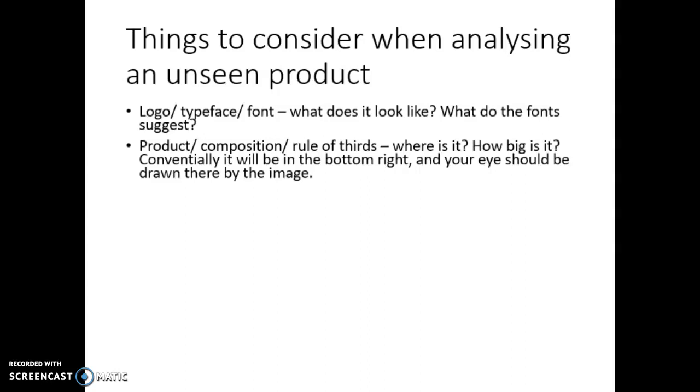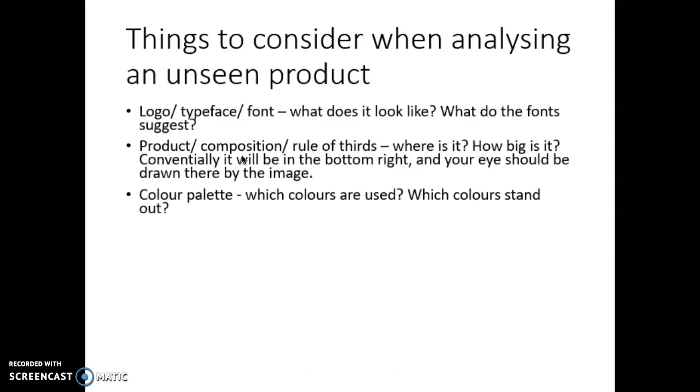Also, think about the placement of each of the individual items that are on the image. So where is the product? Where is the bottle of perfume or the bottle of deodorant? How big is it? Usually it will be in the bottom right, and your eye will be drawn to that by the image in some way. Maybe it's the leg of a celebrity or the gaze of an individual, but there'll be something that generates you to look down to the right and therefore look at the product. So that's to do with the composition.